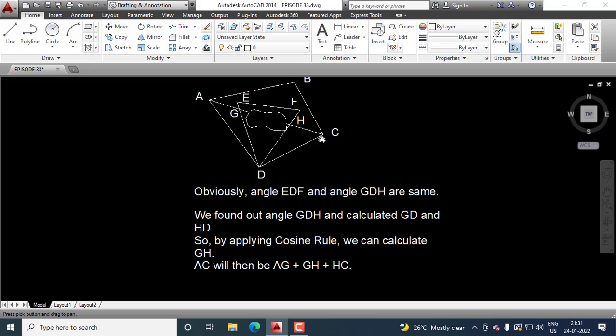Then we can calculate AC. AC will be AG plus GH plus HC. We measure HC, we measure AG, we calculate GH. If we add these three pieces, we can arrive at the length of AC.